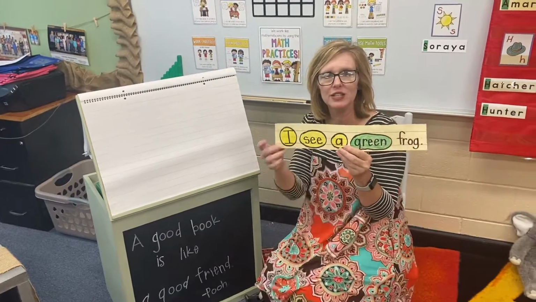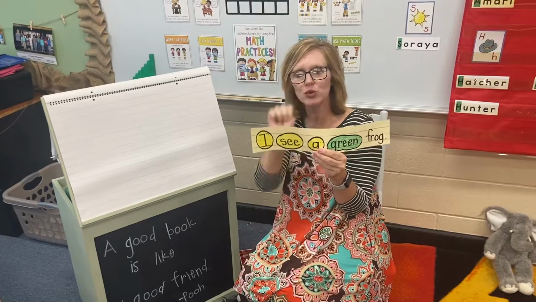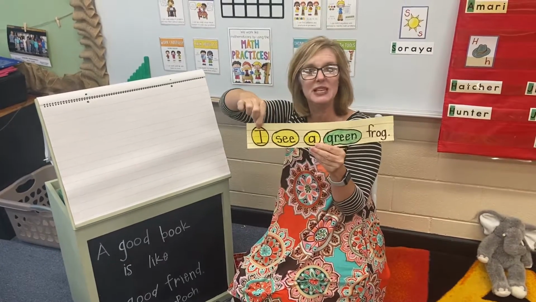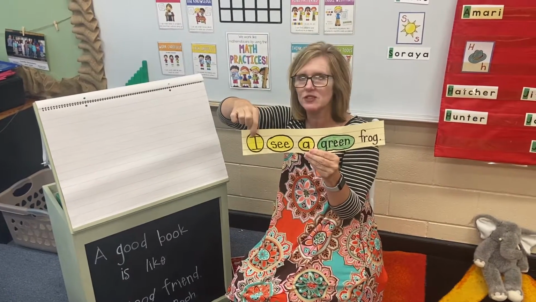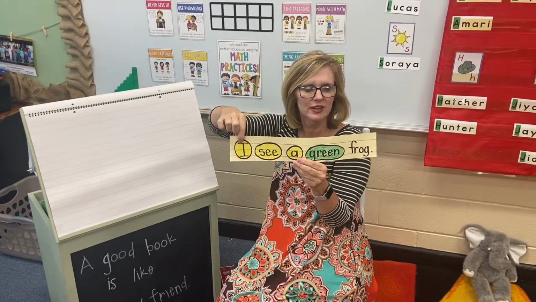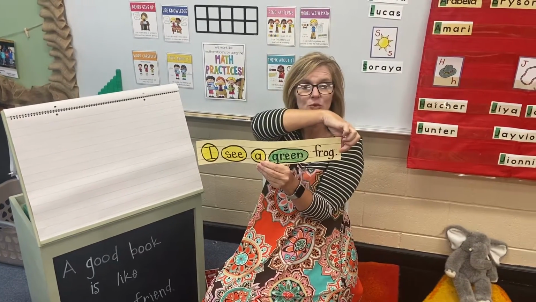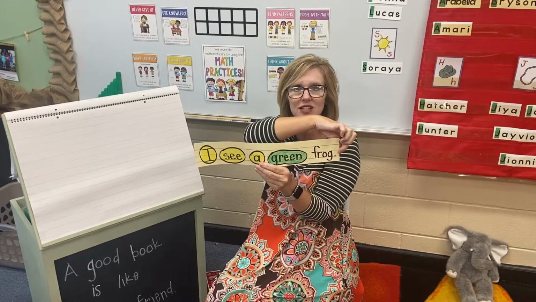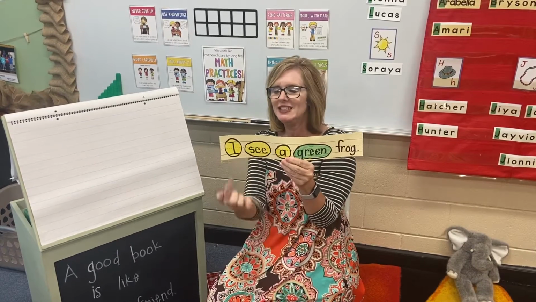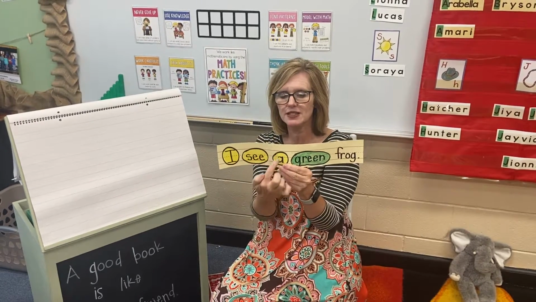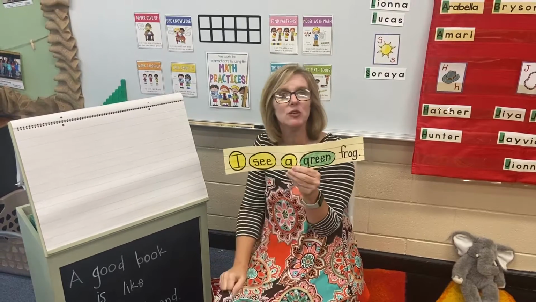Before we cut, let's look at sentences, and let's remember the 3 rules for sentences. Sentences begin with a capital letter. That means the first word is capital. Sentences end with a period. That means the last thing in the sentence is a period. And sentences have spaces between our words, and we call those finger spaces.